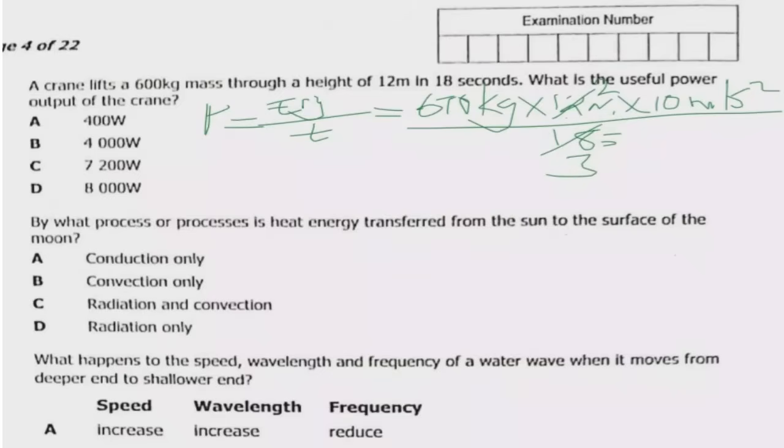Then is there any other number that we can use? We have 600 here. So we can use 3: 3 into 3 is 1, 3 into 6 goes 2 times. So now we are remaining with 200 kg. Sorry for my writing. 200 kg.